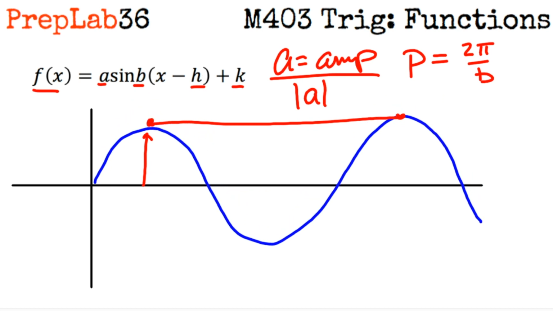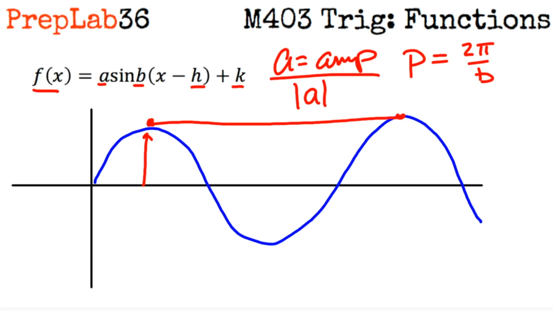So what do we have? Let's review. We have A, the amplitude. B determines the period. H determines the phase shift, left and right. K, up and down. And that's lesson M403, trig functions.